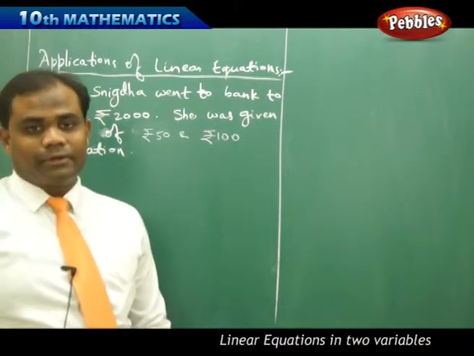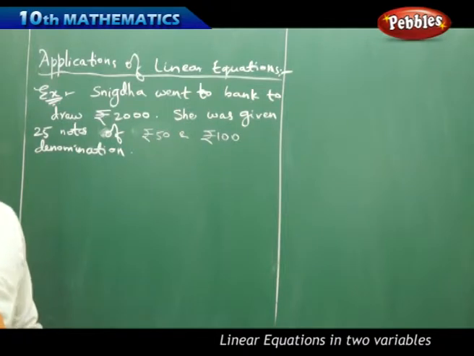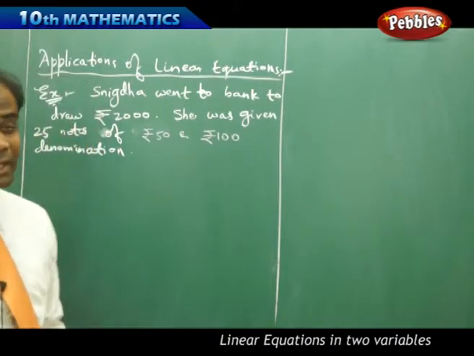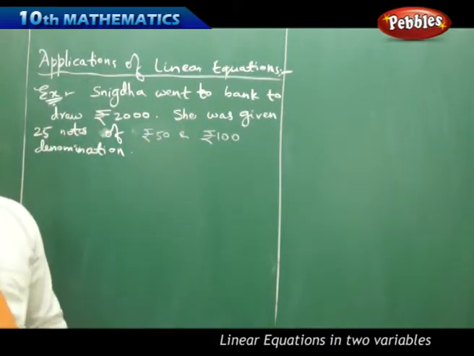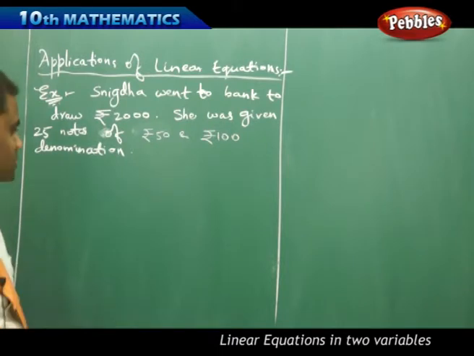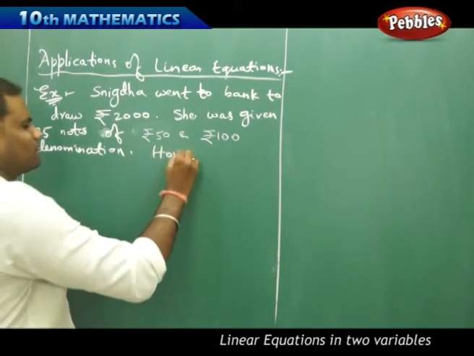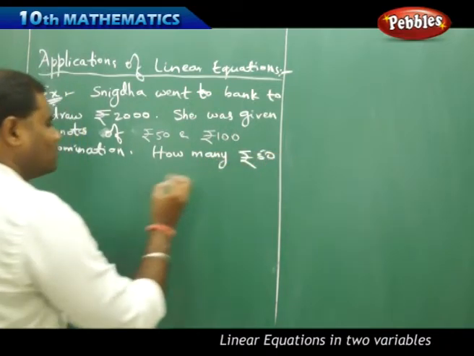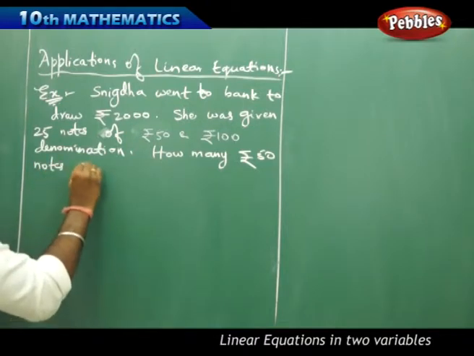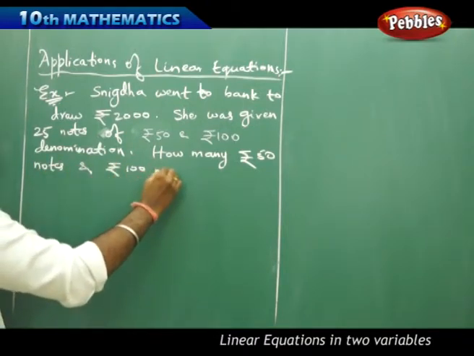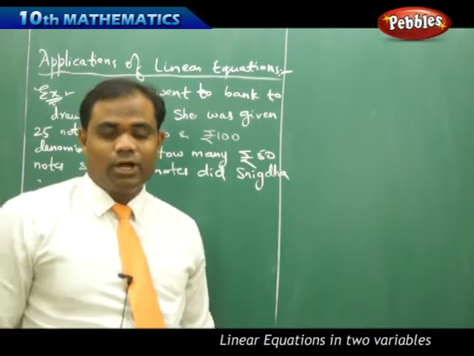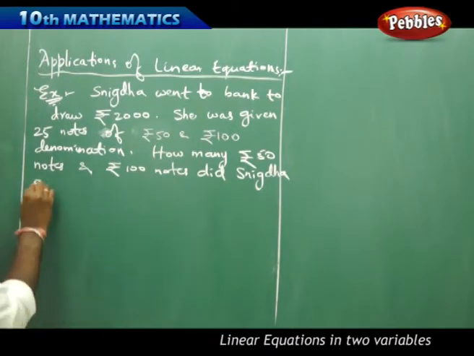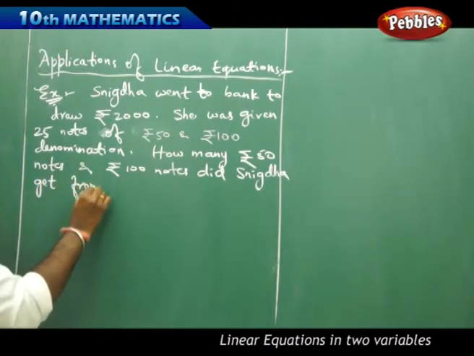Now here, the interesting part of mathematics used is, I wanted to know how many 100 rupee notes and how many 50 rupee notes did Snigdha get from the banker. The total amount she is drawing was 2000 rupees. So the question here is, how many notes of rupees 50 and rupees 100 did Snigdha get from the banker?